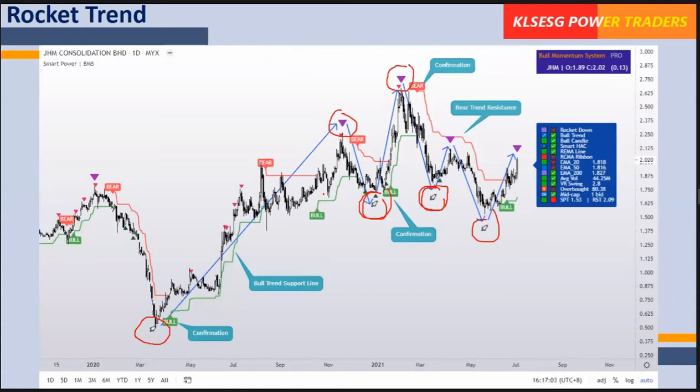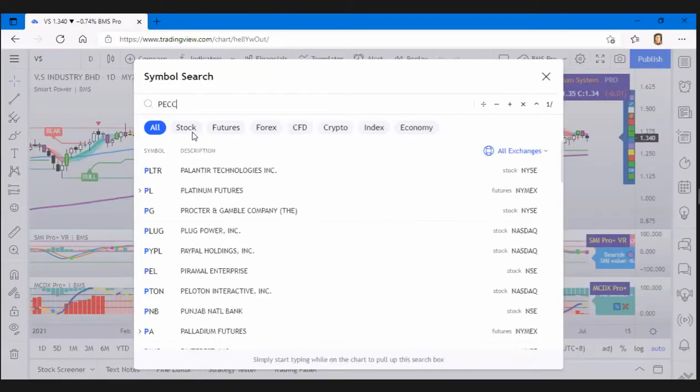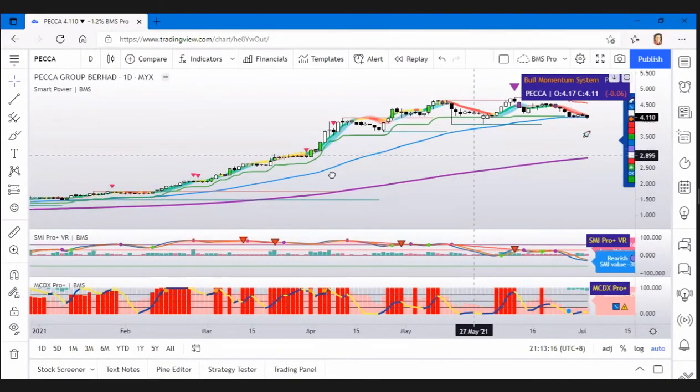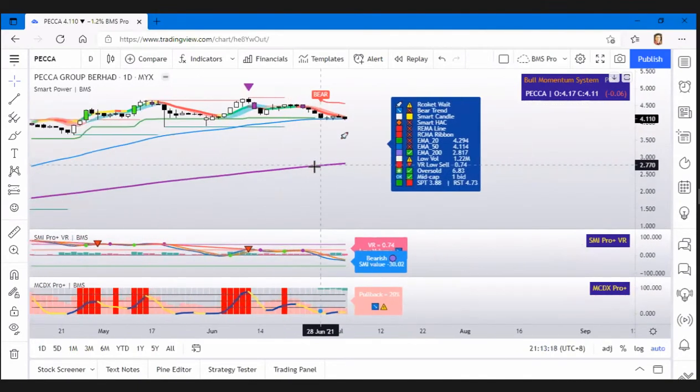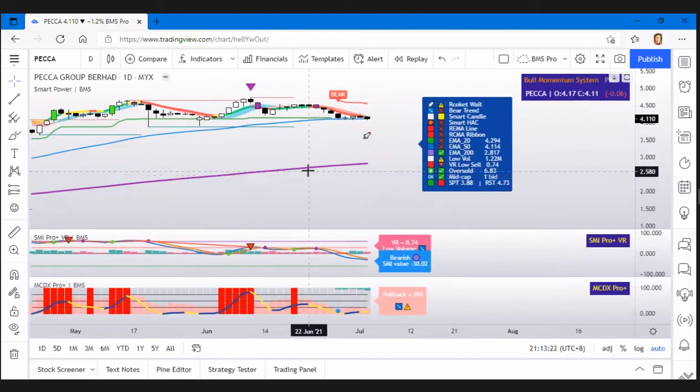Okay. Later I'll see Pekka. You say Pekka, there's no rocket. Let me see. Okay, let's see. There's one member who requests. Now there's a rocket in Pekka here. So where you see this stock called Pekka, we can see a rocket.